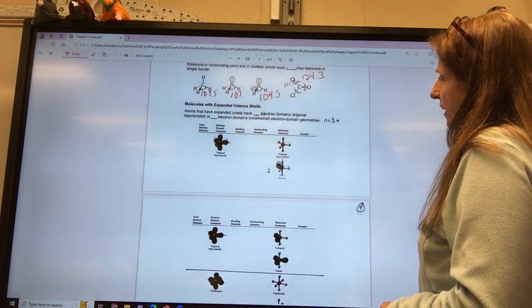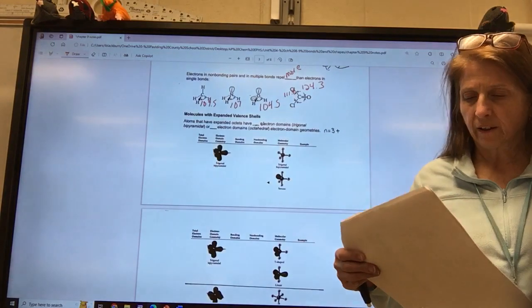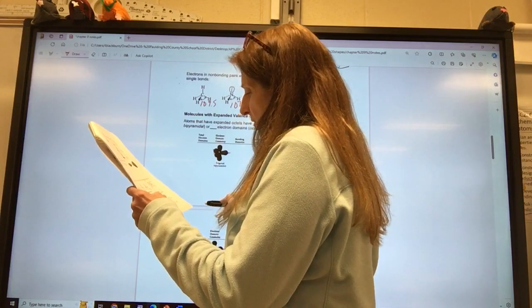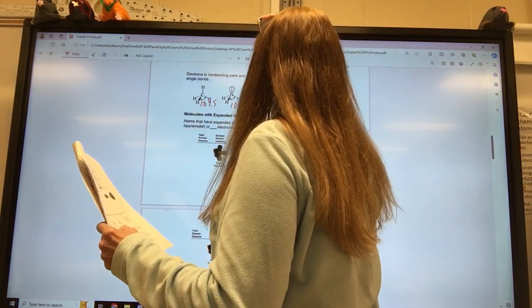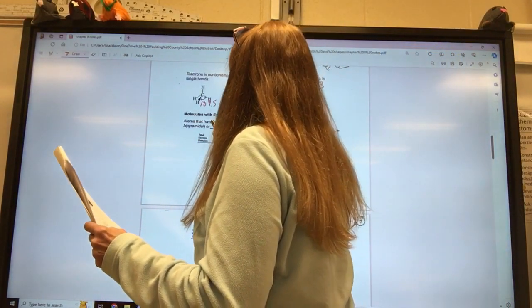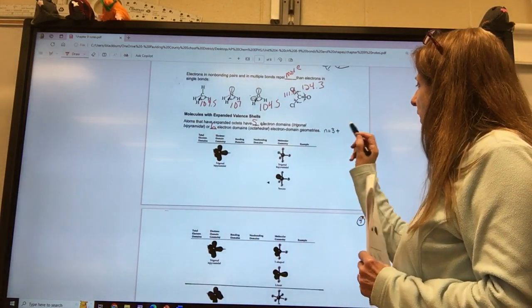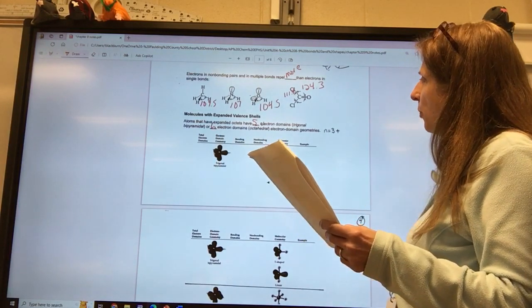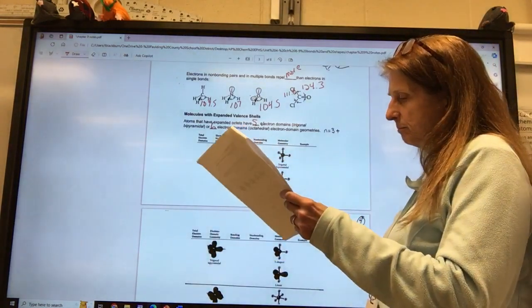Molecules with expanded valence shells. So these are our dog toy ones. What about if they're bigger? Total electron domains for this one. Oh, I forgot this. Atoms that have expanded octets have 5 electron domains, trigonal bipyramid, or 6 electron domains, octahedral electron domain geometry. So the number is more than 3 things going around it.